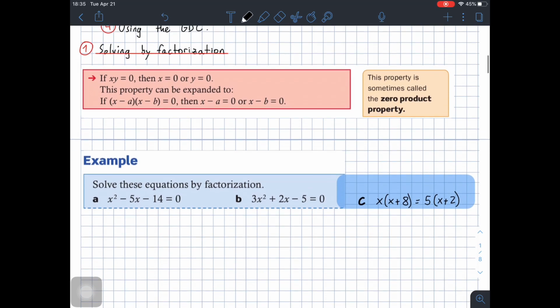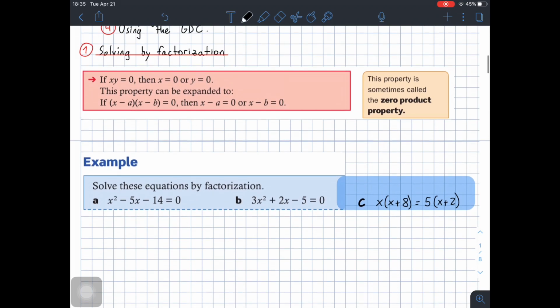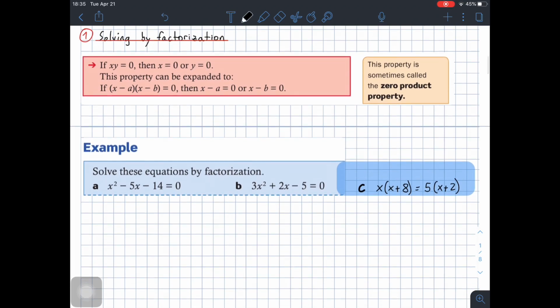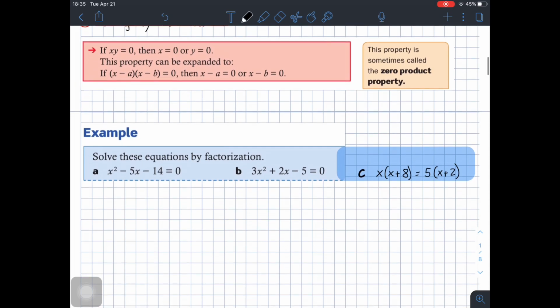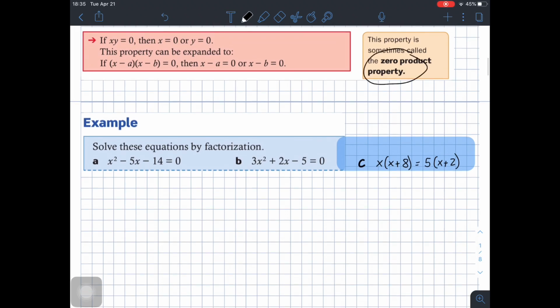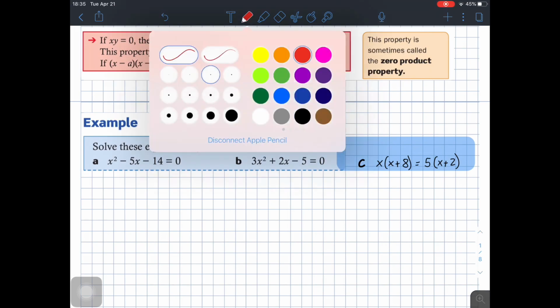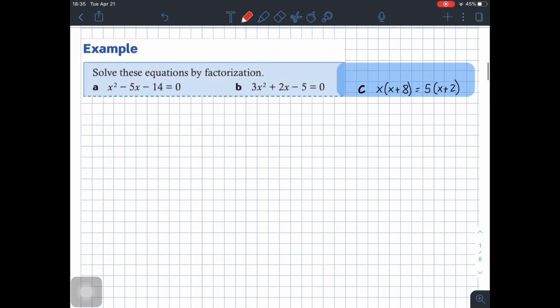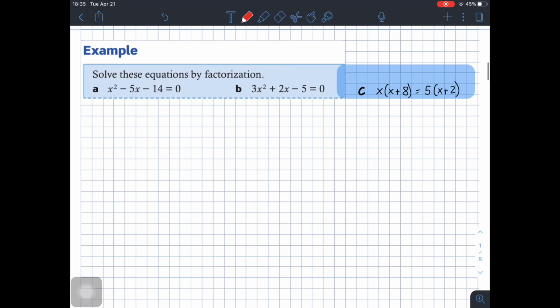So, the first case is solving by factorization. It says, if x times y equals 0, then either x or y should be equal to 0. This property can be expanded to this: if x minus a times x minus b equals 0, then x minus a equals 0 or x minus b equals 0. Okay, so this is called the zero product property. Let's see the examples just to see that this is a pretty easy concept.